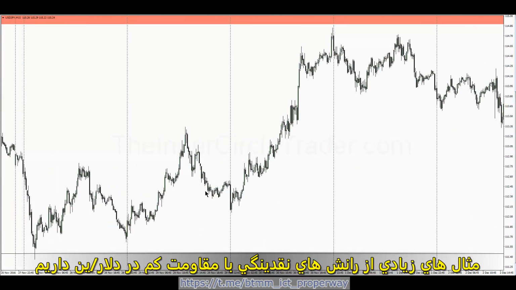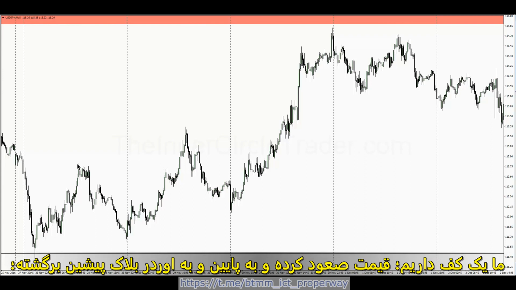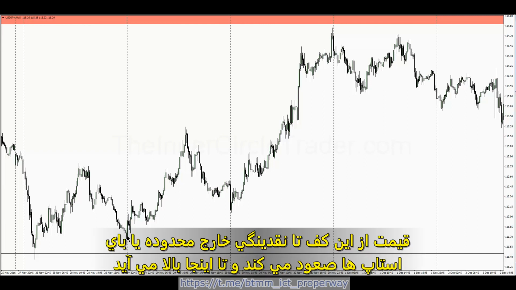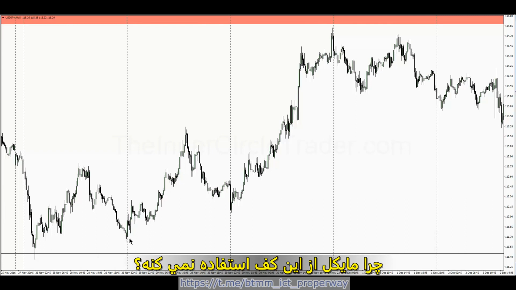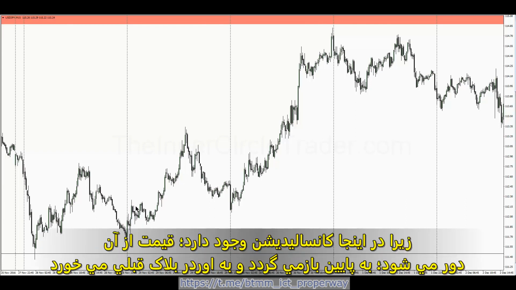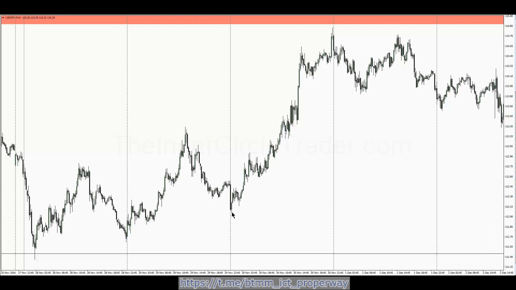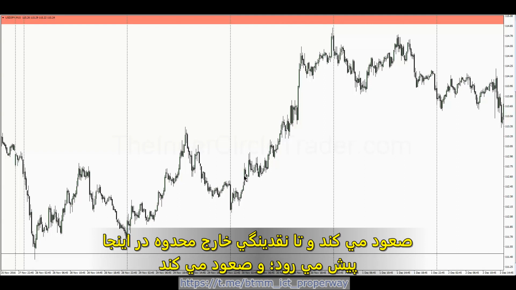Many examples of low resistance liquidity runs on the dollar yen. We have a low, price rallies up, comes back down, previous order block, run from this low to where? External range liquidity, buy stops, runs above here. Same thing here. We have a low, price runs away from this consolidation. Why am I not using this low, Michael? Because this is a consolidation in here. Price moves away from that, comes back down, hits the previous order block here, rallies away. What's it going to run for? External range liquidity here, running up.